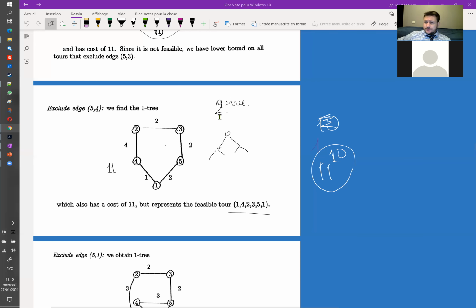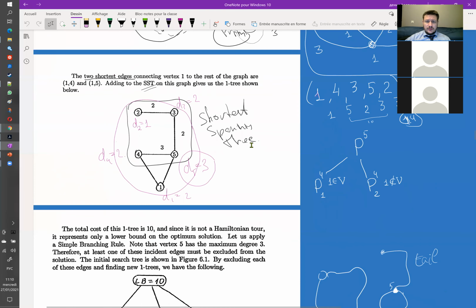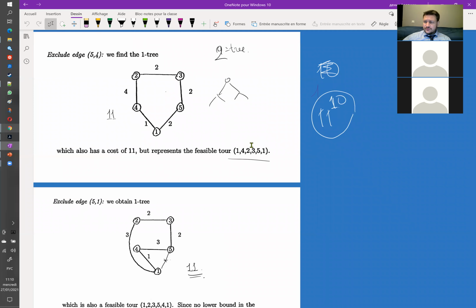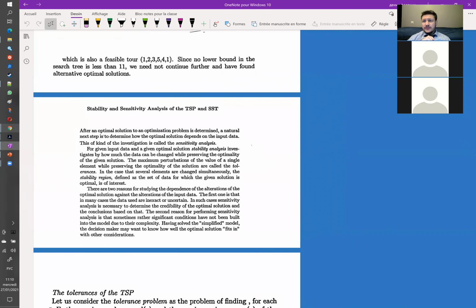Okay, it's 10 past 11 and we continue. So that was the example for the branch and bound algorithm for TSP. It's a short variant of this. And then we will discuss stability and sensitivity analysis of this problem.